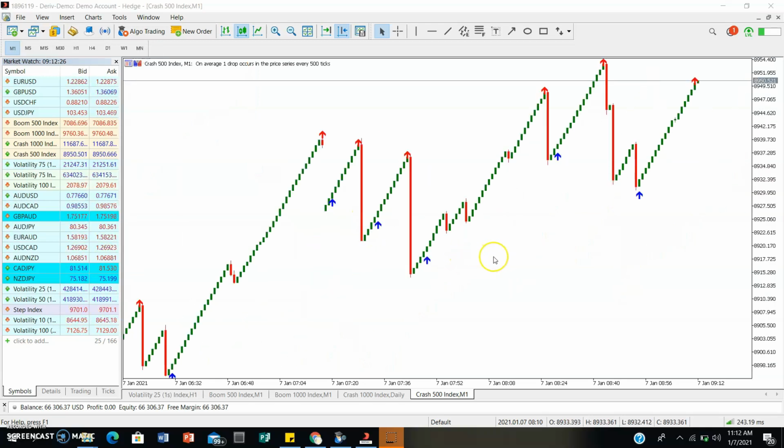And I've realized that going against the spike will actually work, rather than catching the spike, which is the main reason this indicator was created. So here's how you're going to be doing it. If you're on Crash, you'll be looking for buys, of course. So you'll be looking for these blue arrows. That will be your entry points.